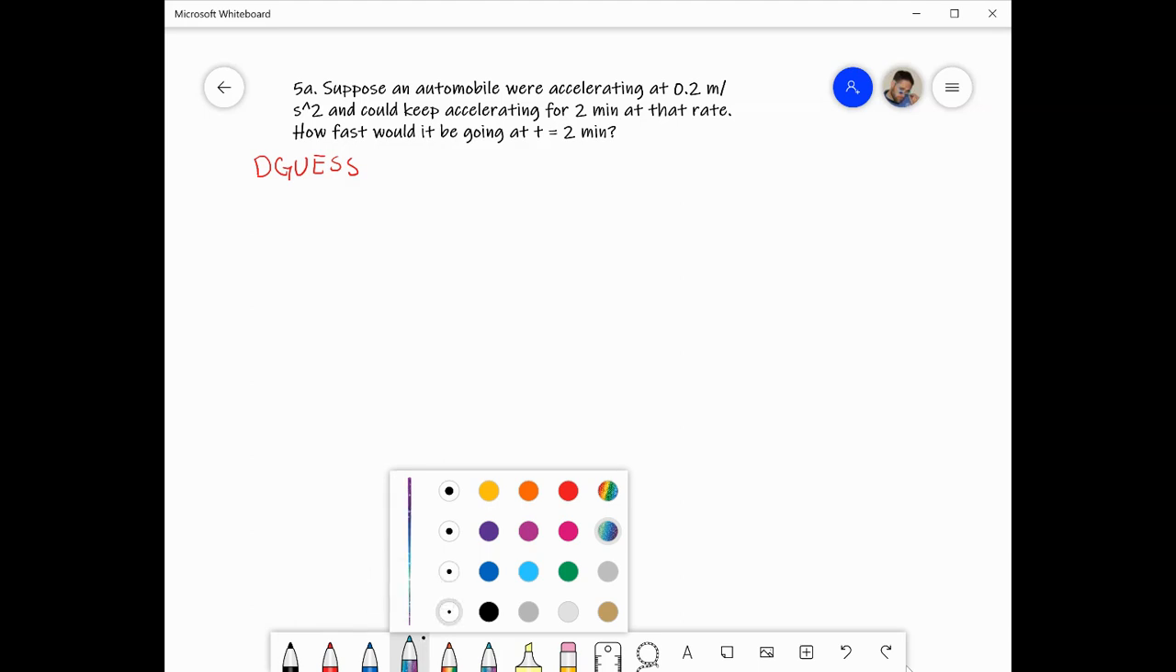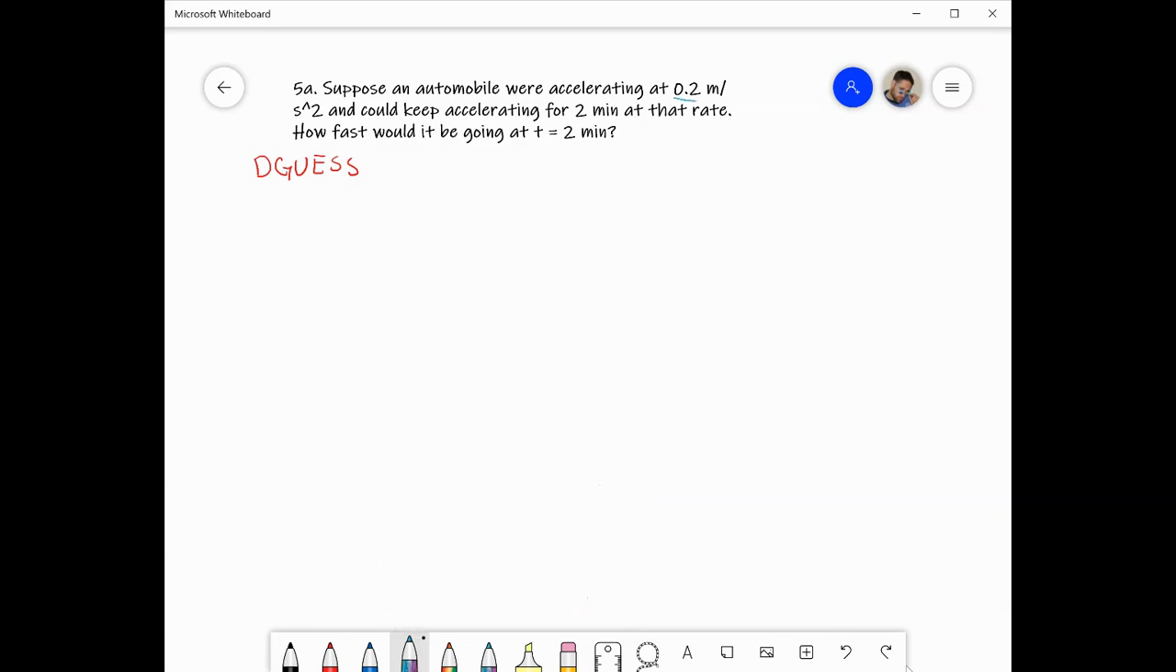The pieces that are important to us start right up here, which is this 0.2 meters per second squared. That is a piece of information. And then the second one is this 2 minutes. So these are two important pieces of information. This 0.2, I can say, hey, this is an acceleration. And this 2 minutes is a certain amount of time, so that amount of time is like a delta t. So I've got an acceleration and a delta t, which is an amount of time.